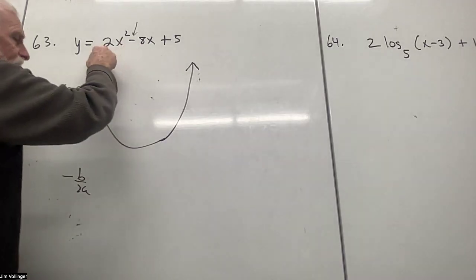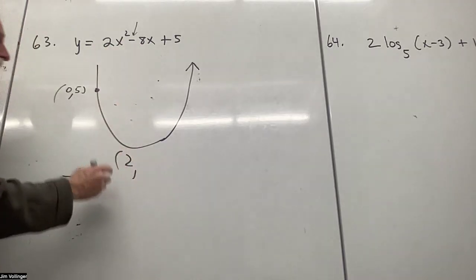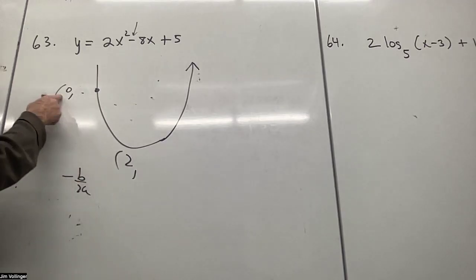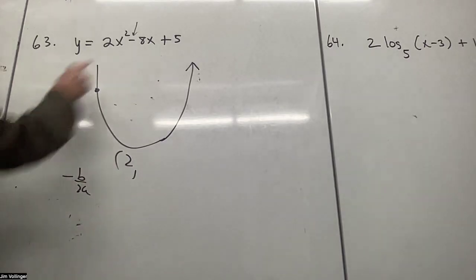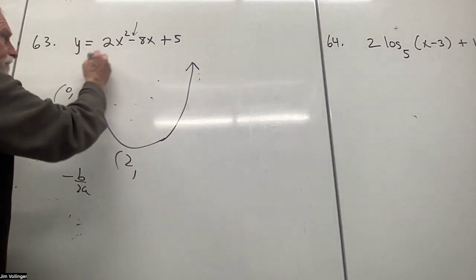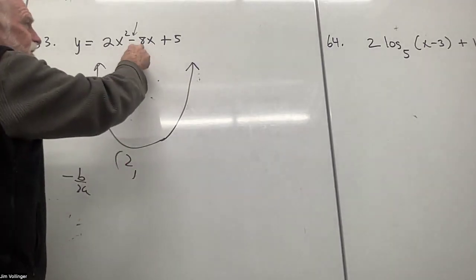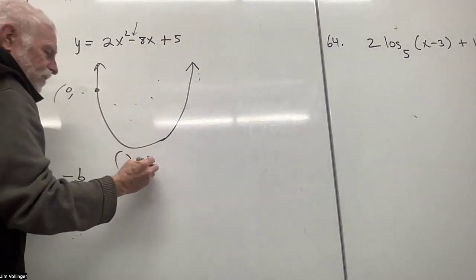Minus b, 8 divided by 4 is 2. Yes, 2. And yes, 0 is to the left of 2. It's on the down side. So I put a 2 in, minus 16, minus 8 plus 5, minus 3.